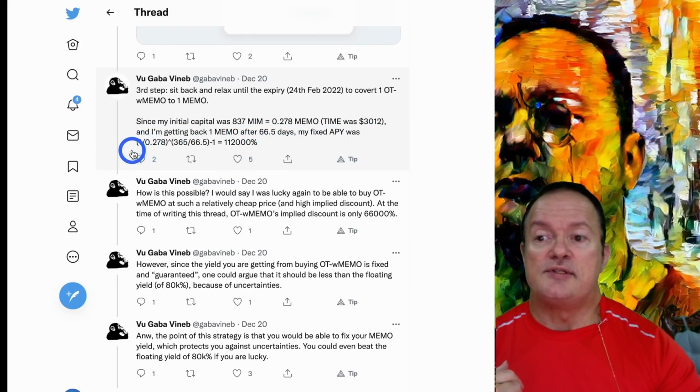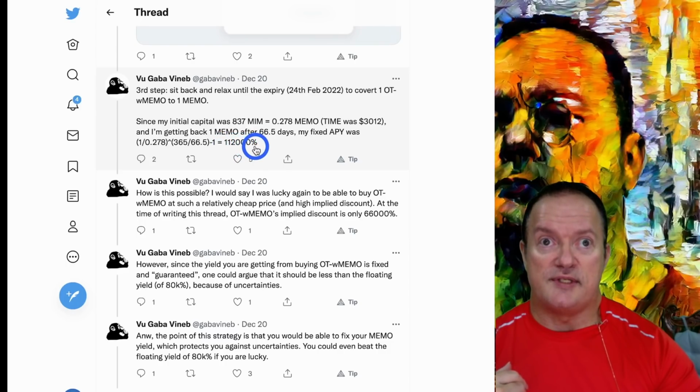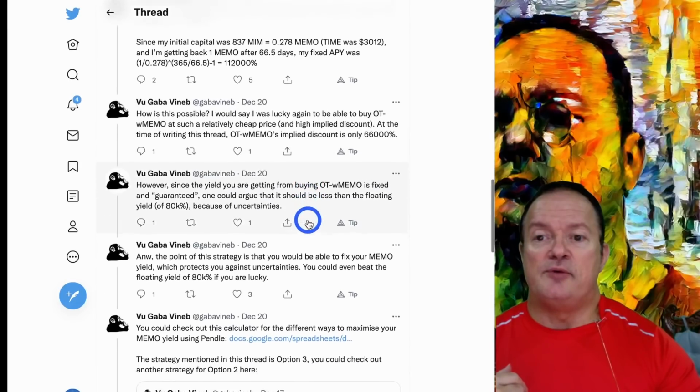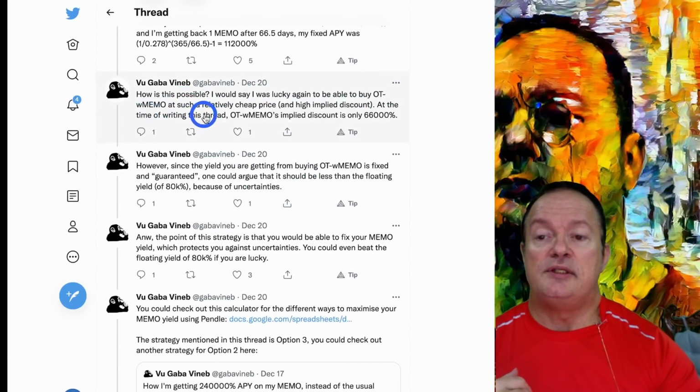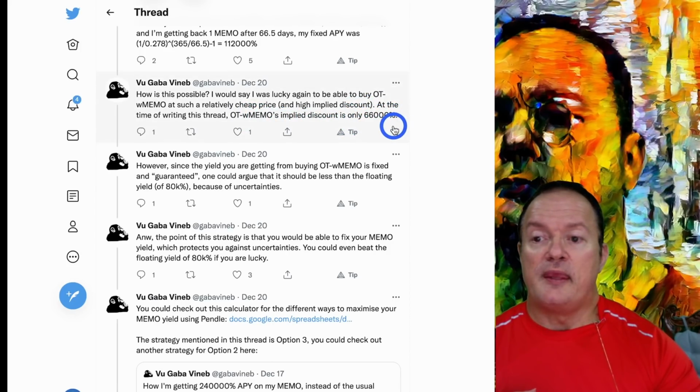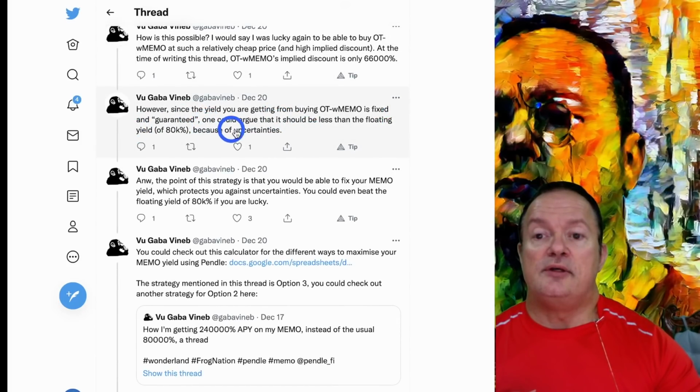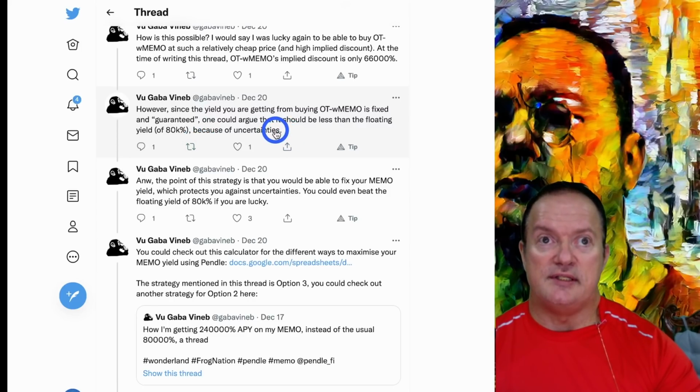My fixed APY was 112,000%, which is not bad. So how is this possible? I would say I was lucky to be able to buy the OT at such a relatively cheap price and a high implied discount. At the time of writing this thread, the OT-wMEMO implied discount was only 66,000%. However, since the yield you're getting from buying the OT-wMEMO is fixed and guaranteed, one could argue that it should be less than the floating yield of 80,000% because of uncertainties.